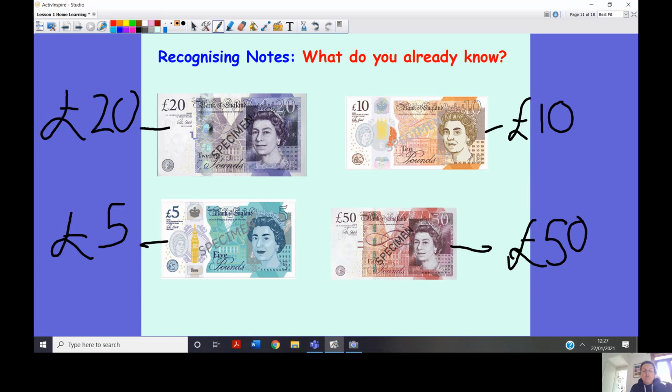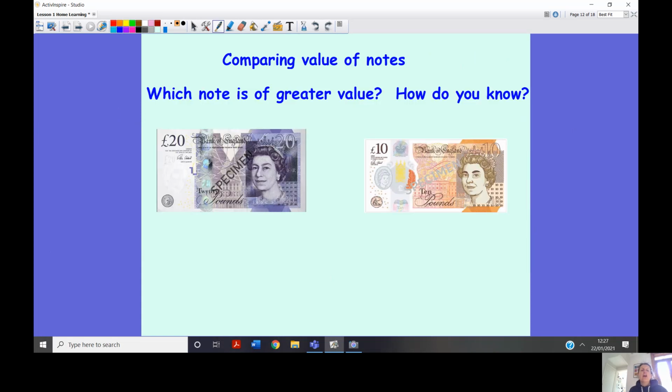So this is, we should already know this, and also very helpfully, they all say how much they're worth in the corner here. So what do you already know? We now need to think about the value, the difference in value in these notes. So comparing notes, which note is of greater value? How do we know?